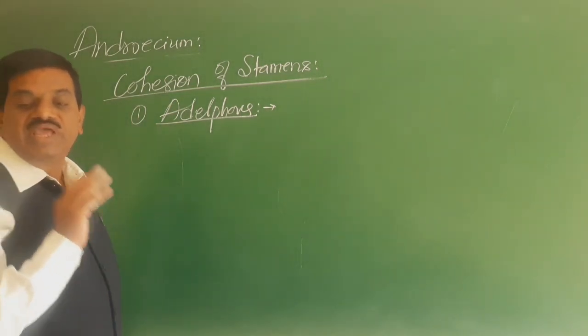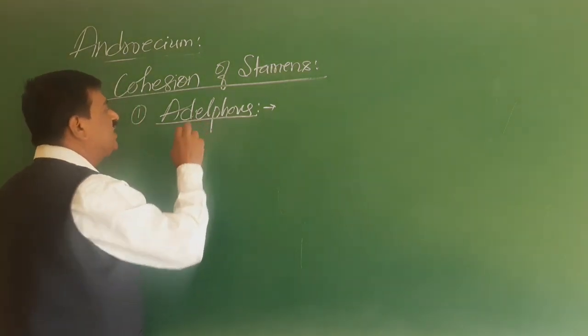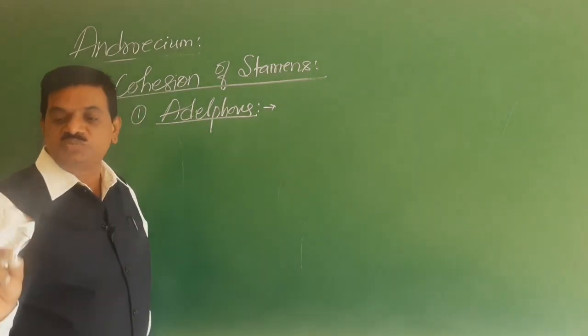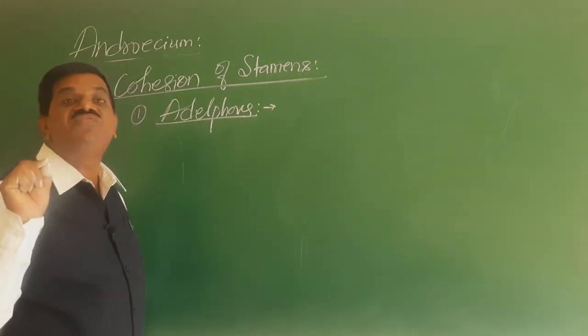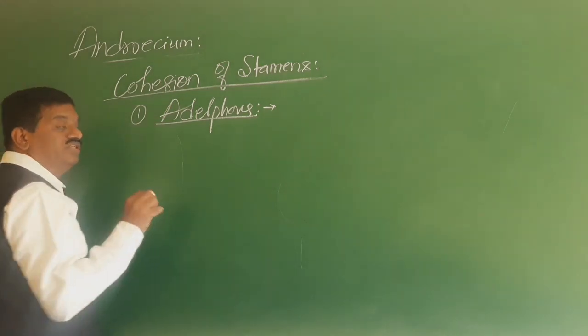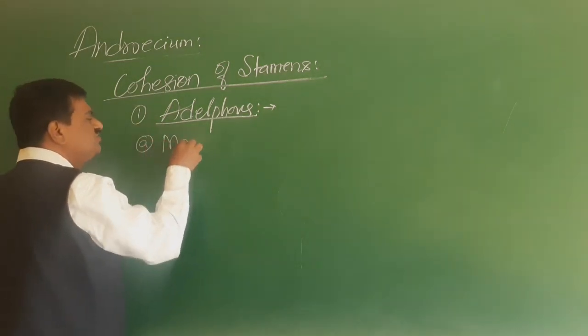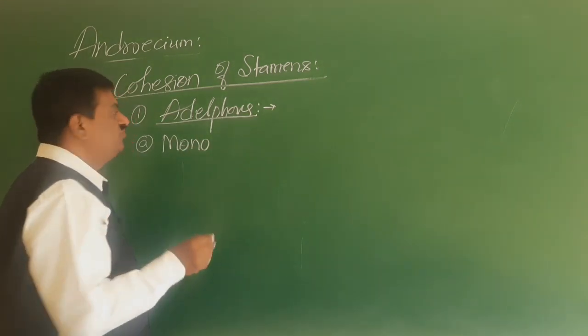Here the anthers may remain free, but based on the attachment of stamens with the filaments, they are called adelphous. So we are talking about the first one called monoadelphous.